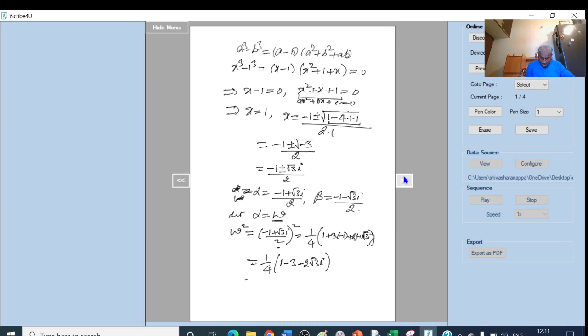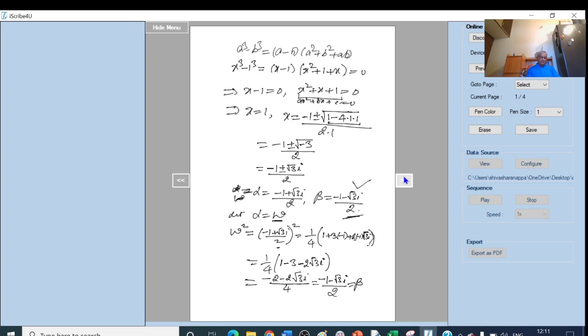Or we write this as 1 minus 3 is minus 2, into root 3 into i, divided by 4, or dividing numerator and denominator by 2, we get minus 1 minus root 3 into i divided by 2. This is nothing but beta. So this is equal to beta.